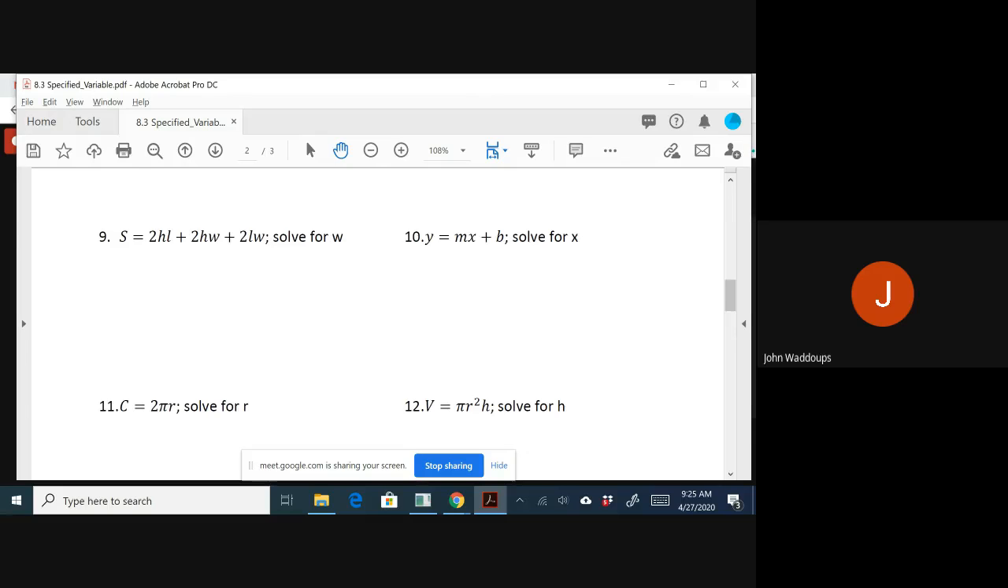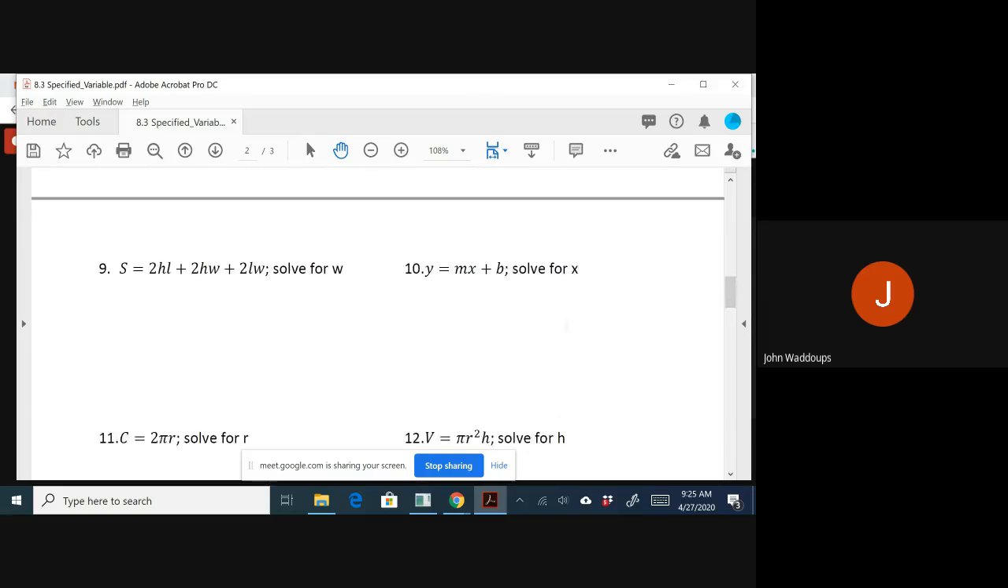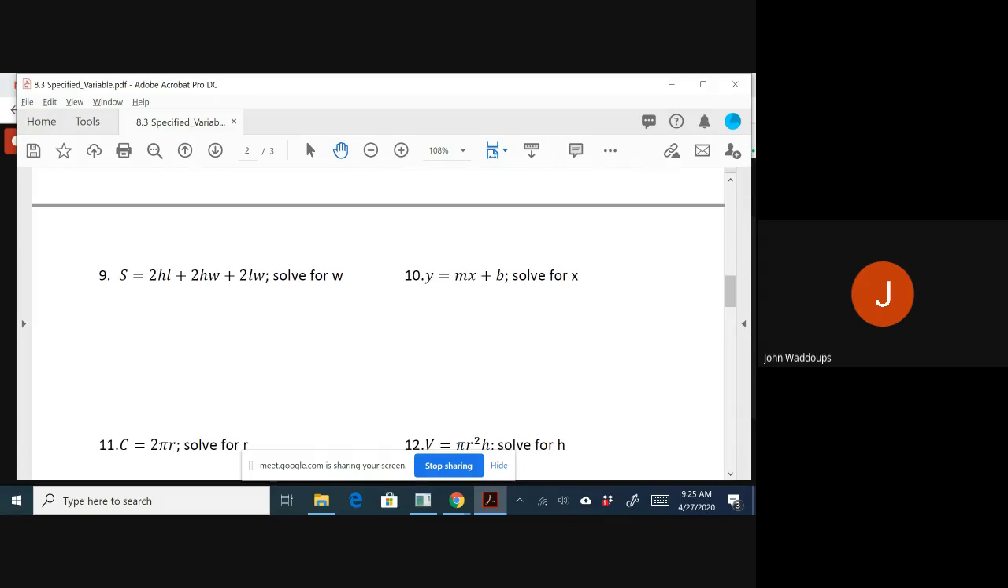So, look at number 10. Y equals mx plus b. Can you see my screen, Valentina? Oh, wait. Yes. So I drew a little arrow towards x so that I remember that's the one that I want to get alone. Okay. And so y equals mx plus b.